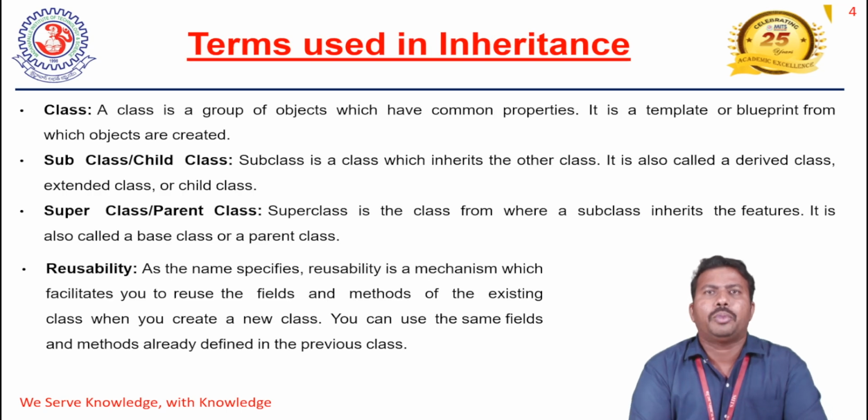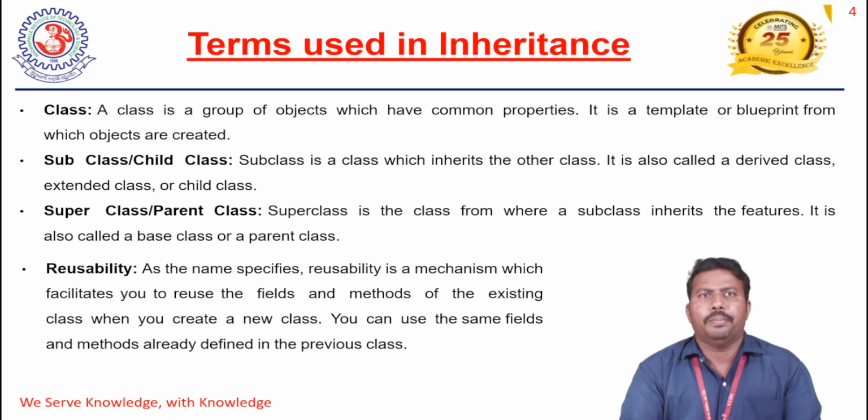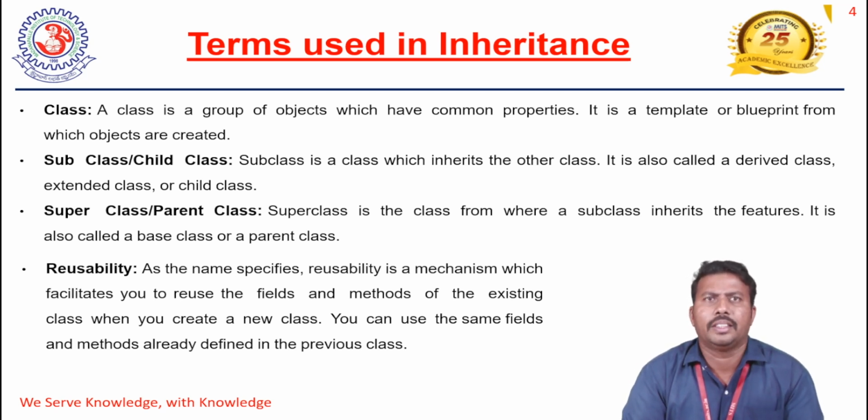Next, the terms used in the concept of inheritance. A few keywords are recognized in the concept of inheritance: class, subclass, superclass or parent class, and reusability. Next, what is a class? A class is nothing but a group of objects which have common properties. It is a template or a blueprint from which objects are created. So all the things are furnished in the class itself.